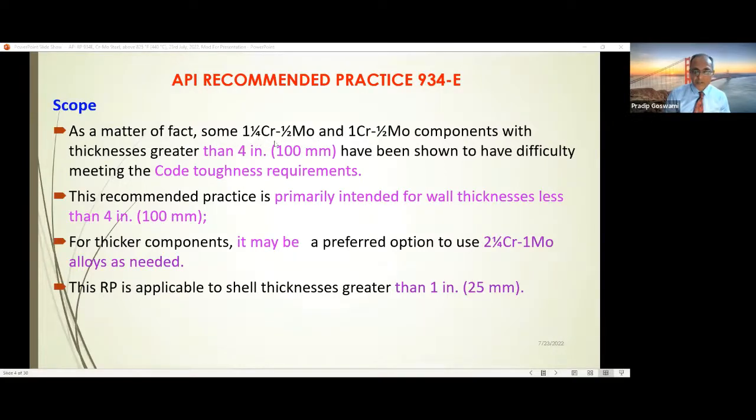So to summarize, when you are using this particular material for a greater thickness, greater than 4 inch, there could be some toughness issues. That is why 934E typically recommends that the designer restrict the wall thickness to below 4 inch. And if a particular example requires the design wall to be greater than 4 inch, using 2¼ chrome 1 moly alloy may be a better option.